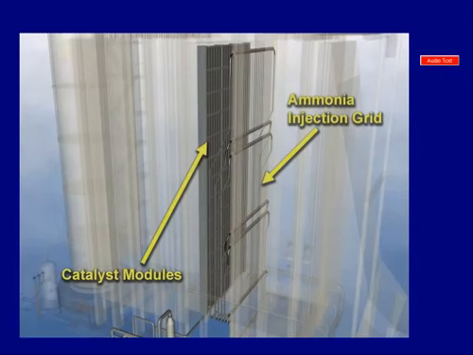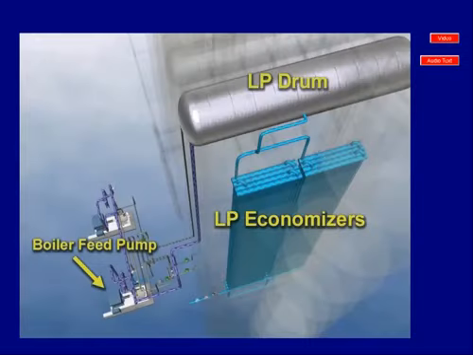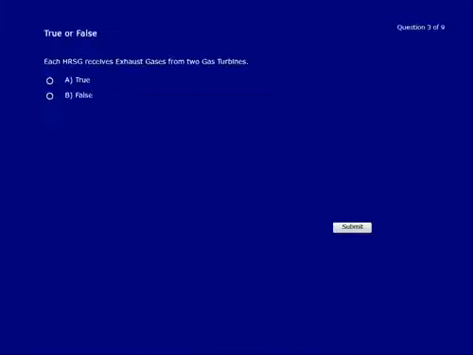Each HRSG includes a selective catalytic reduction, or SCR, system. The SCR system, which is located in HRSG boxes 3 and 4, is designed to reduce nitrogen oxide emissions from the HRSG stack. To review an animated video of the HRSG's design, click on the video button.